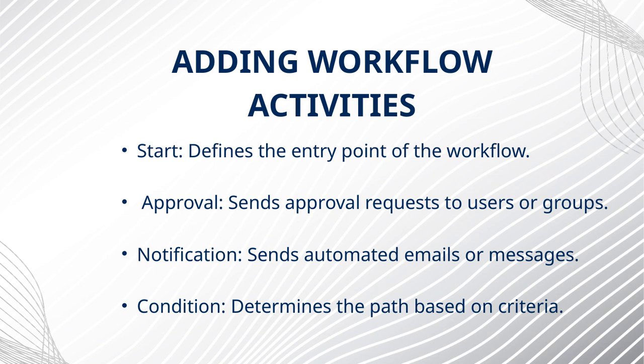Then, there's notification. Automated emails or messages are sent during this stage to keep everyone informed and engaged without manual intervention. Finally, we have the condition step. This is where things get dynamic. Based on specific criteria, the workflow determines which path to follow next. It's like setting up decision points that make your process more flexible and responsive. Connecting all these activities helps you build a clear, automated flow that keeps things moving smoothly from start to finish.